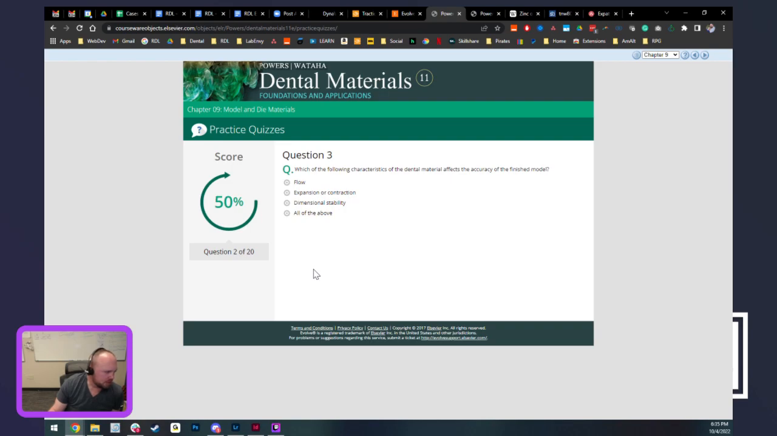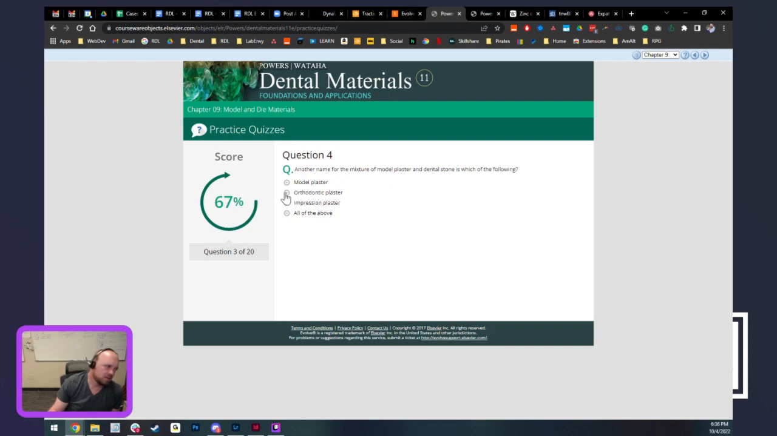Which of the following characteristics of the dental material affects the accuracy of the finished model? Flow, expansion or contraction, dimensional stability, all of the above. Yes. Another name for the mixture of model plaster and dental stone is which of the following? We're going to go with orthodontic plaster. It can't be all of the above because model plaster is not another mixture.